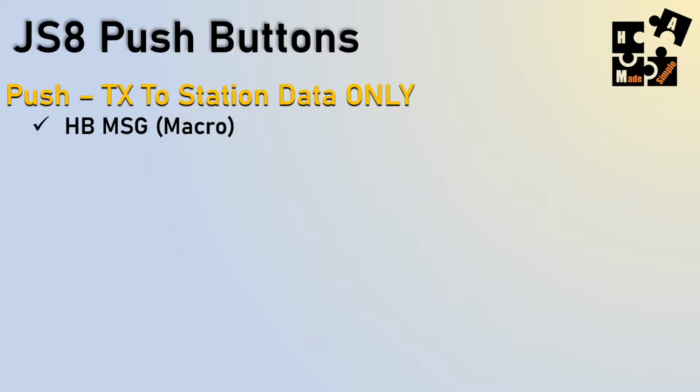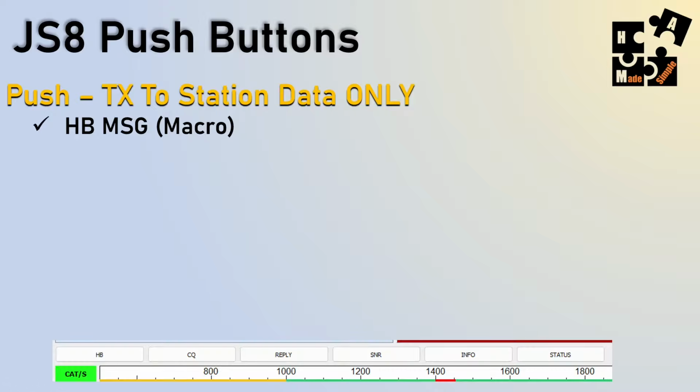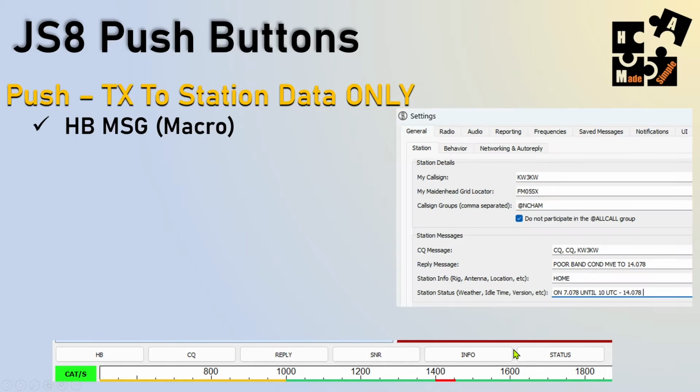Now, when we talk about the push function in here, there are macros already built in. You have your heartbeat, your CQ, your reply, your SNR, your info, and your status. And this, as I call it, is static information that once you fill it in here, and again, this is under general station, and I'm putting in here my messages. I edit it to what I want. This is static, and every time I hit that button, it's going to go out.